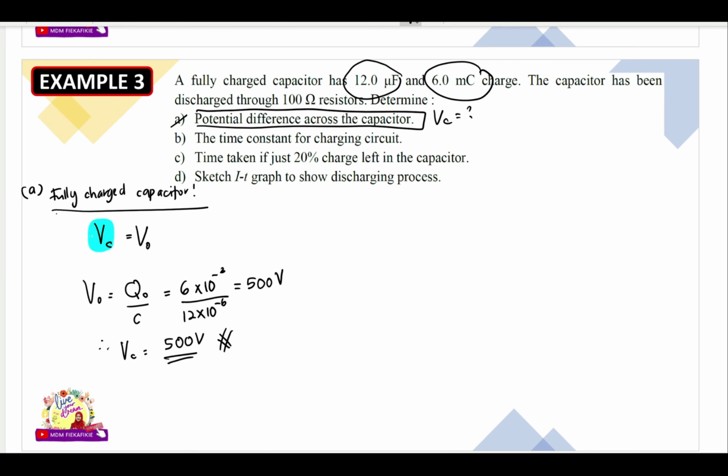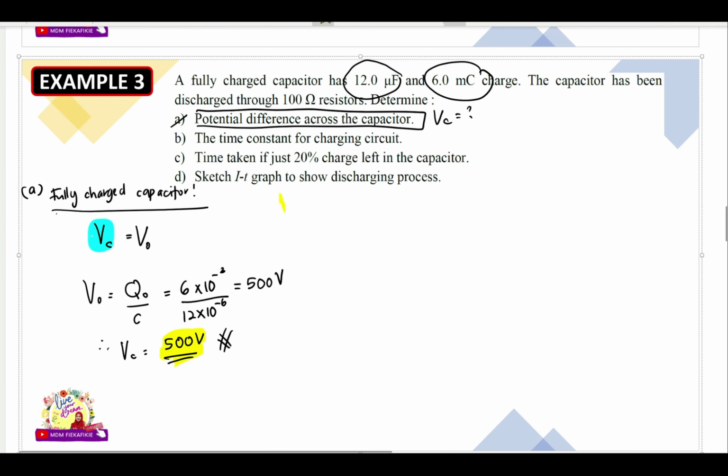Jadi kita kena faham. So bila capacitor is fully charged, means that masa dia fully charged tadi, the potential difference across the capacitor sama dengan potential difference bateri. Contohnya kan, kita ada bateri ataupun supplied voltage dia. So V0. Okay, so kita kena faham dekat situ. Kalau soalan ni tiba-tiba tukar, determine the potential difference of the battery, kan, yang kita gunakan. So jawapan dia inilah. So kita kena tahu masa capacitor fully charged means that potential difference across the capacitor is equal to V0, where V0 is the supplied voltage.